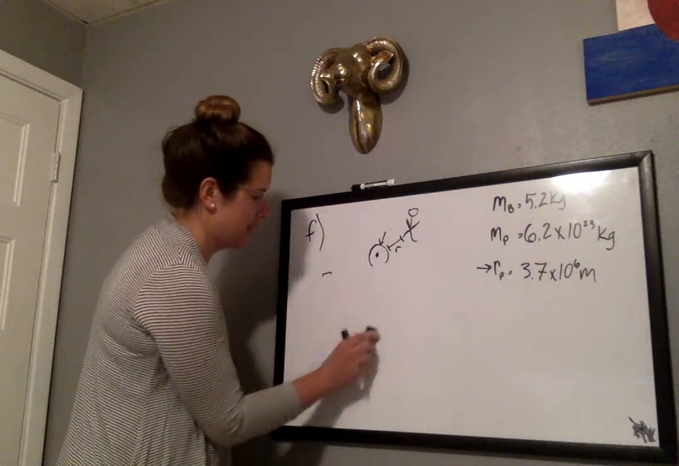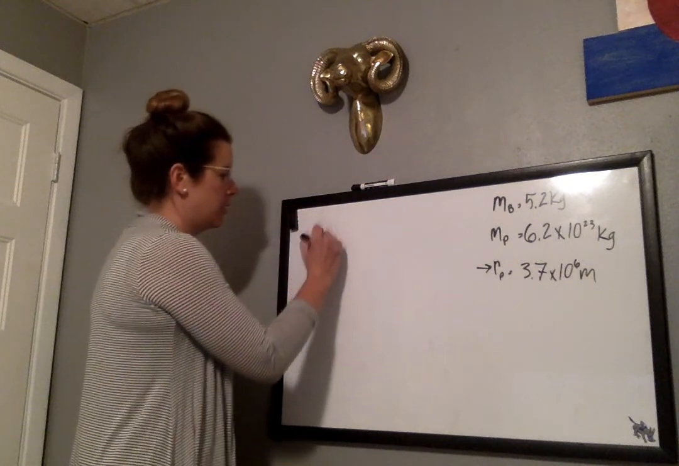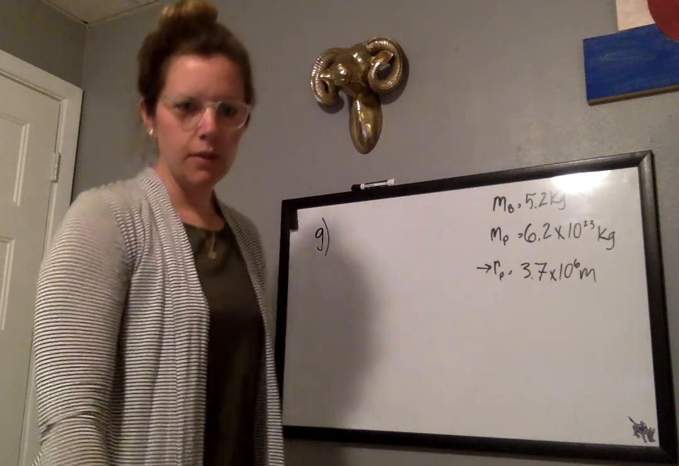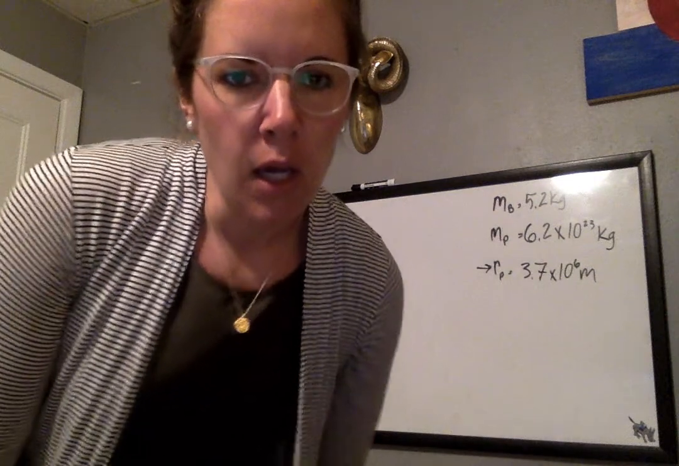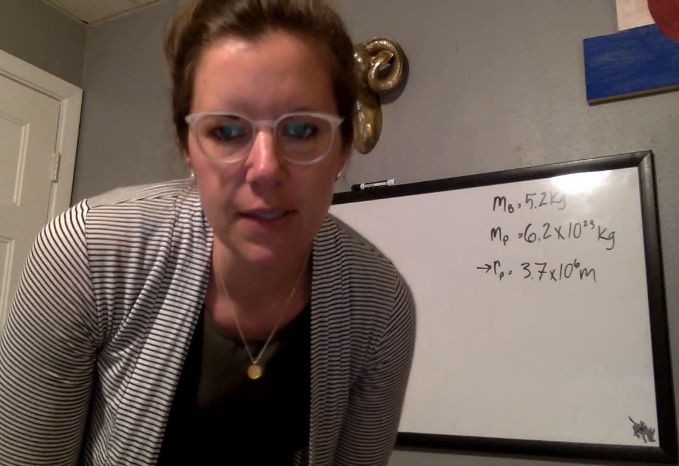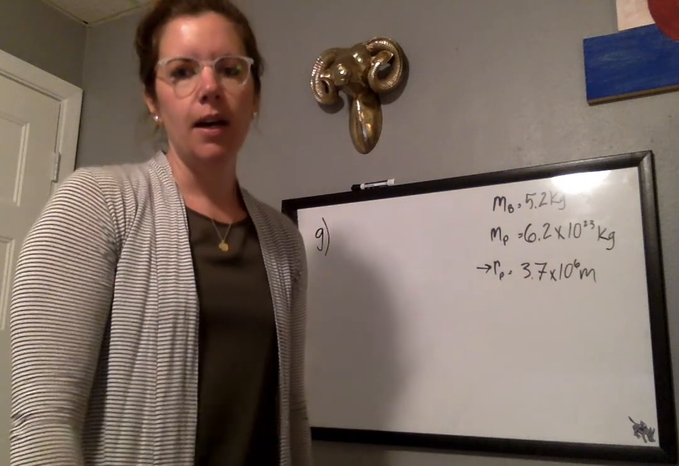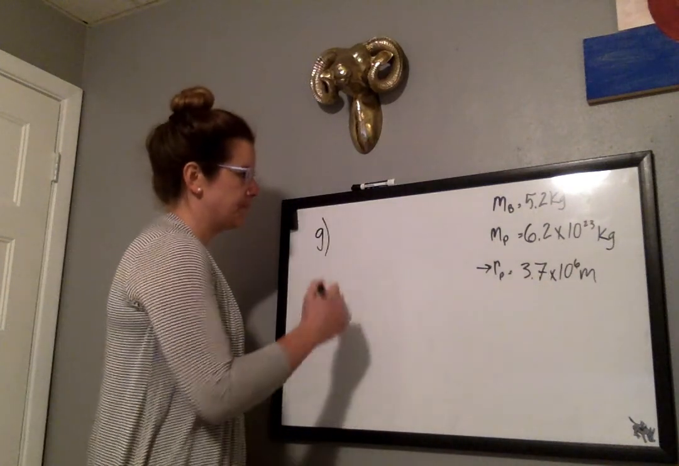Speaking of g, here's part G. Hopefully this video is recording. Suppose the ball was set into orbit at a radius of 7.4 times 10 to the negative. What is the period of this orbit in hours?